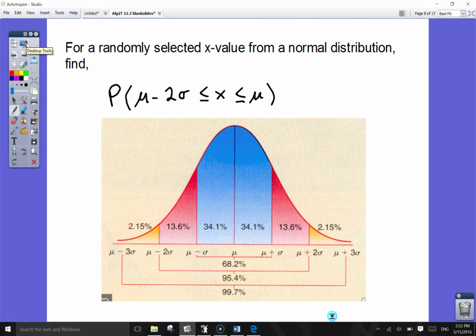So we can do probabilities based on the empirical rule, and I'm using the same chart. What this says here in the parentheses is, what's the probability that X, which is a piece of data, would fall between the mean minus 2 standard deviations to the left, that would be here, and the mean, which would be here. Okay, well, let's see. It's 13.6% for this block, and it's 34.1% for this block. So if I add them up, I'm going to get 47.7%.